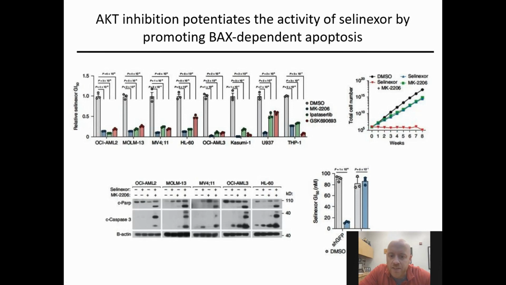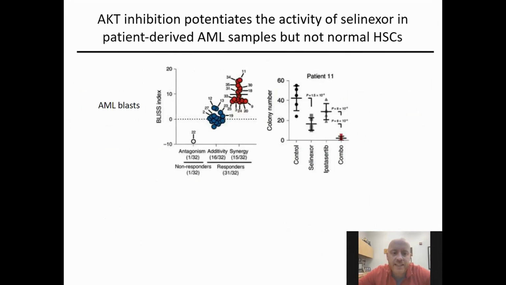And this effect is dependent upon not only the presence of BAX, but also the consequent activation of mitochondrial apoptosis. The combination of AKT inhibition and selinexor is synergistic not only in cell line models, but also in patient-derived samples, where approximately half of a set of roughly 30 samples showed synergy in response to the combination therapy, and another 16 of 32 samples showed additivity, suggesting that the majority of AMLs would be expected to exhibit additivity or synergy in the presence of this combination therapy.